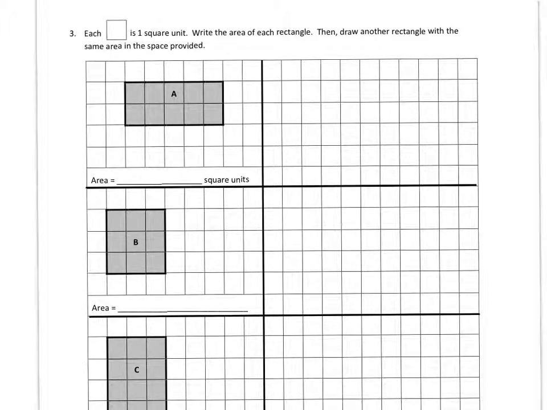So for A, just like we did on the earlier ones, we're going to count. This one has 2 on the side. This one has 5 across. Remember, area is side length times side length. So this side length times this side length is 2 times 5 equals 10. So this area has 10 square units. So we need to build another rectangle with 10 square units.